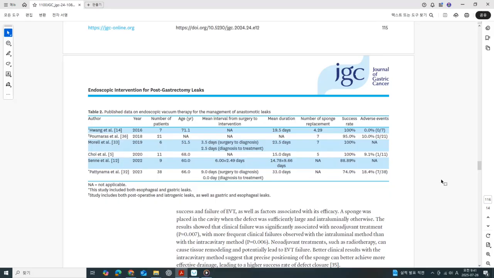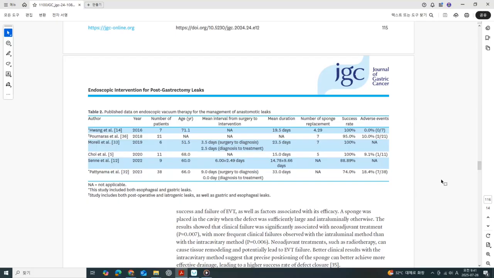Are there factors that make EVT work better or worse? Yeah, a couple are mentioned. Patients who had neoadjuvant therapy, chemo, or radiation before surgery seem to have lower success rates with EVT. Also, how the sponge is placed matters. Putting it right in the leak cavity seems more effective than just placing it within the esophagus or stomach near the leak. Precise placement is key.